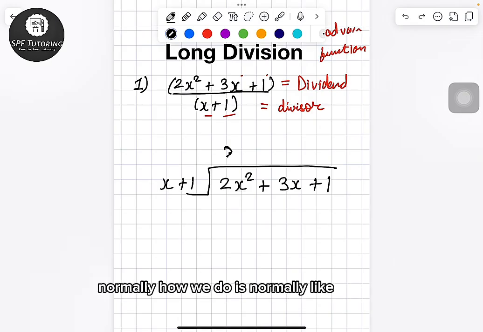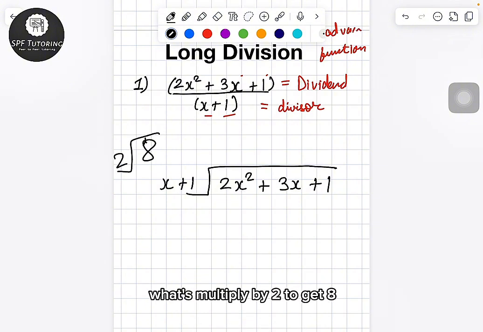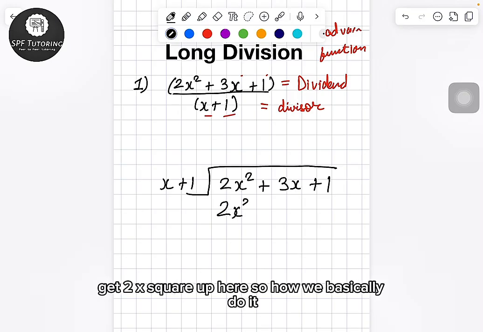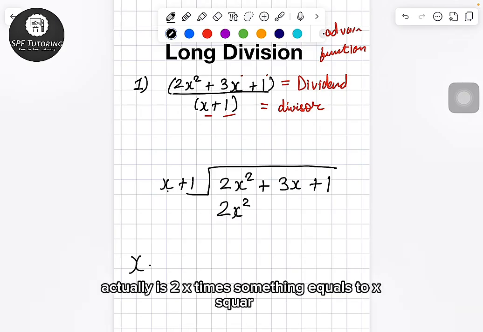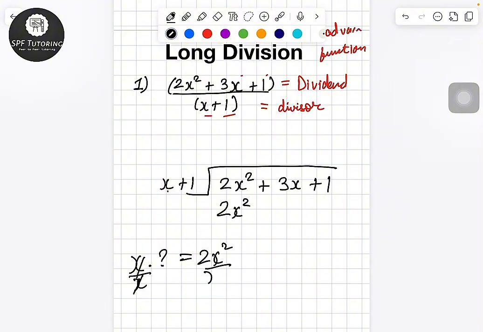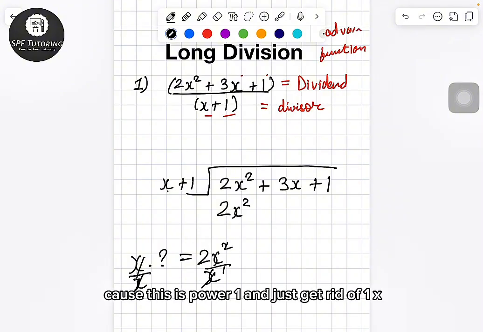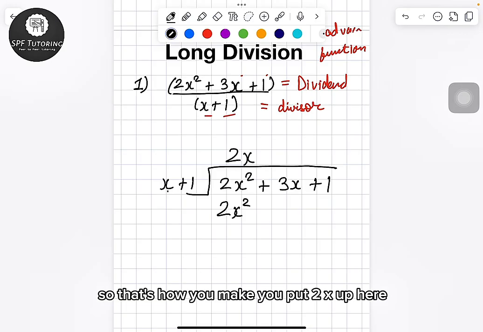Normally, like in normal division, with 8 divided by 2, you ask what's multiplied by 2 to get 8? You put 4. Same thing, we want to get 2x squared up here. We already have x, so 2x times something equals 2x squared. You divide both sides by x, which gets rid of the x since it's power 1. So the question mark is basically 2x, and that's how you put 2x up here.